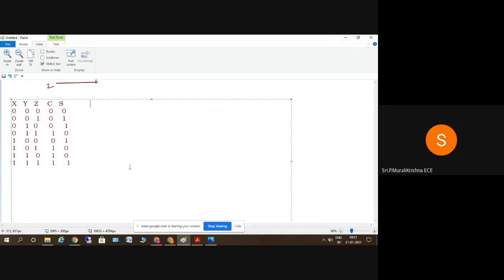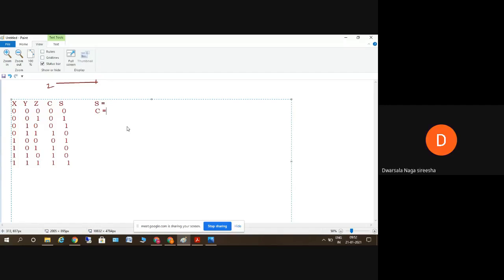Tell me the combinations. Okay. And so tell me the values of S. Tell me the value of C. Tell me the value of S and tell me the value of C here. So what is the value of C? What is the value of C?